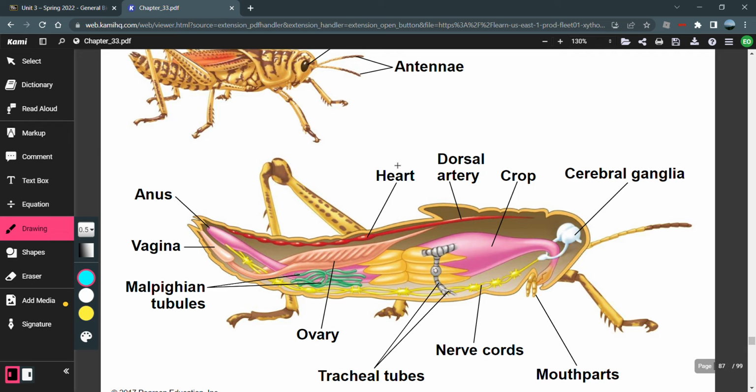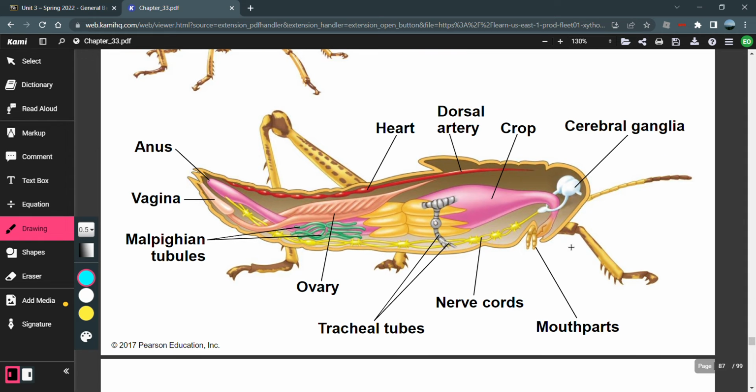So here we have a grasshopper. They have an open circulatory system, cerebral ganglia, sensory organs which are located, and a mouth from modified appendages. Here's its appendages and here its mouth parts. It's pretty cool.